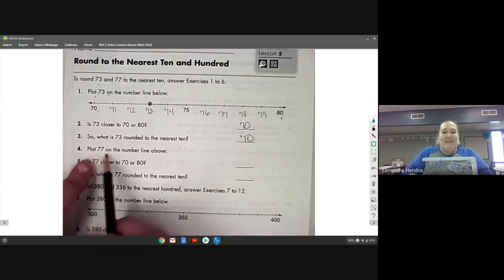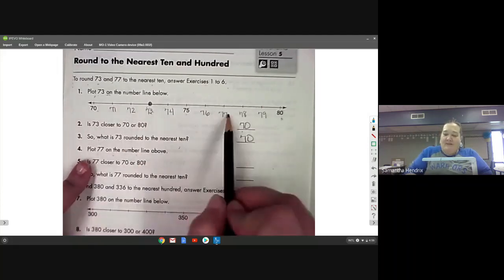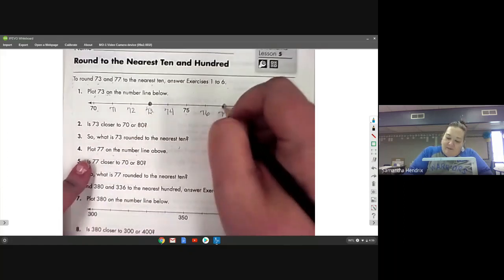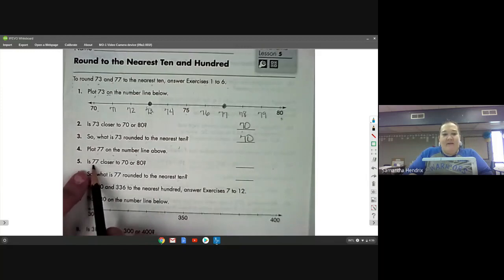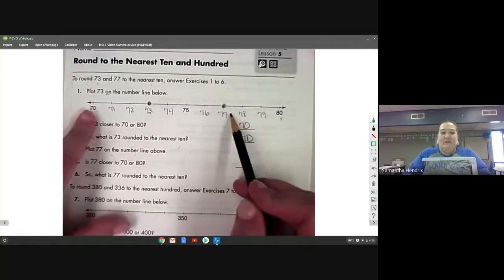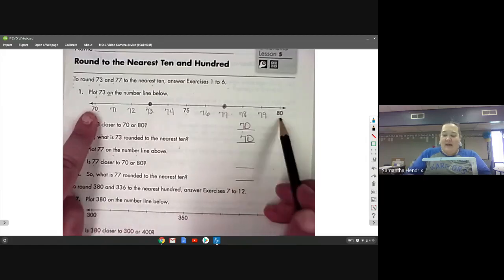Now we're going to plot 77 on the number line. So we're going to go up here and we're going to find 77. I'm going to put a black dot. Okay. Is 77 closer to 70 or 80? Here's 70, here's 80. We're looking at 77. It's closer to 80.